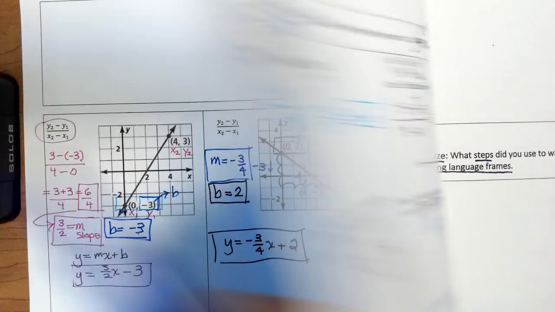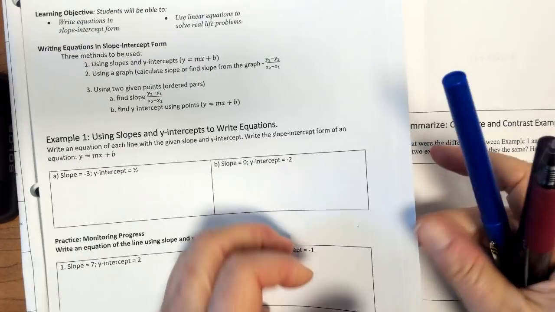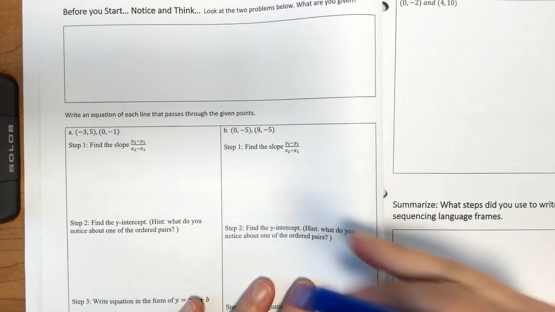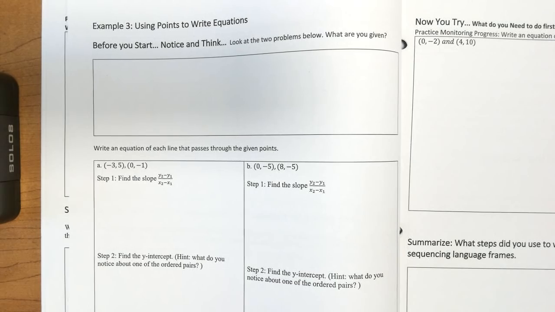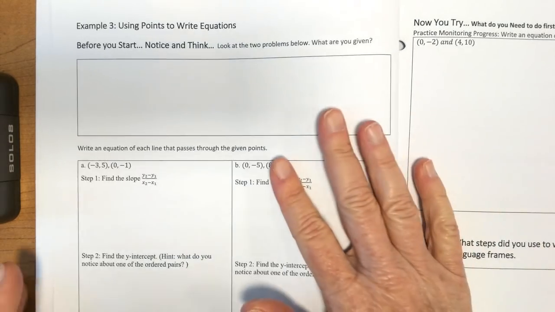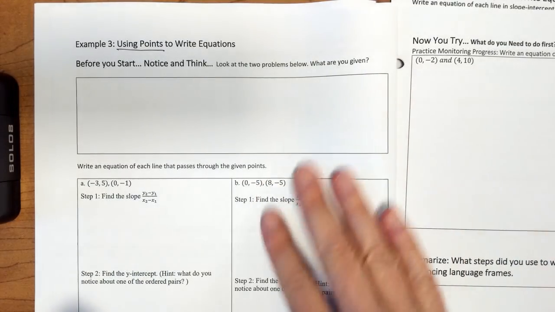Alright, now we're going to move on, and I'm going to ask you to turn to page 8 in your note packet. So we're now on page 8, shuffling pages around. Now, what do you notice? We're going to be looking at example 3, and in example 3, it says we are now going to use points to write equations.